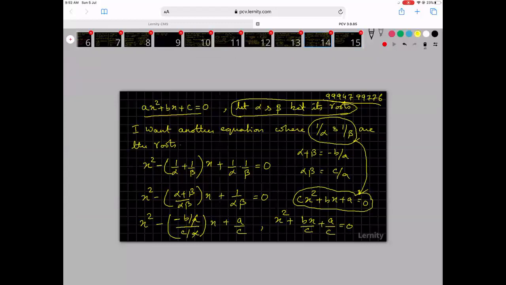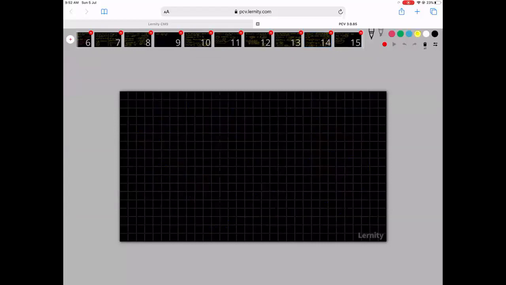Okay, so let me come back to this. See, if you have an equation ax square plus bx plus c is equal to 0, then let alpha and beta be its roots. If alpha and beta are its roots, then what do you mean? You mean x is equal to alpha and x is equal to beta will make it 0.